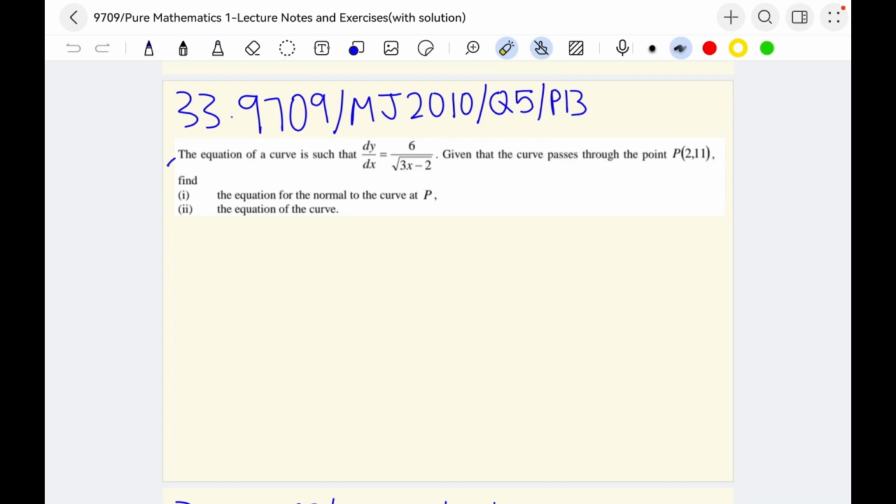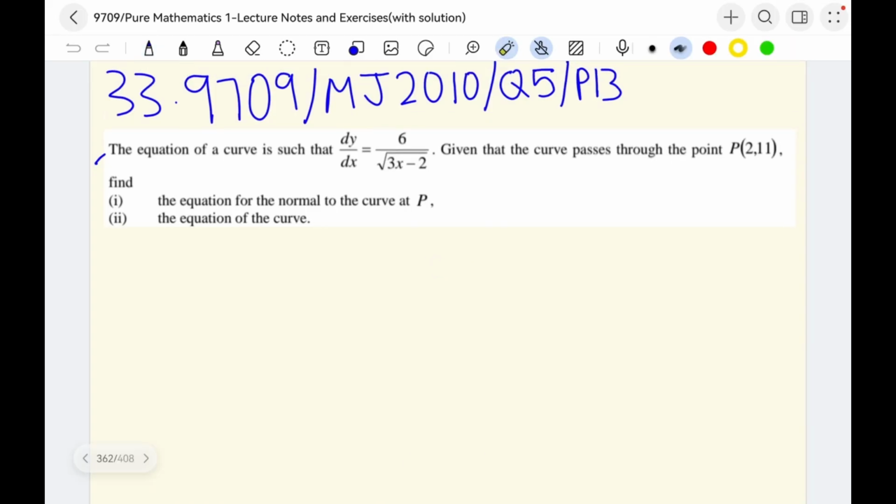All right, let's move on to the next question, which is question 33. So this question is a past question from 9709, May, June 2010, question 5 from paper 13. So this question is also related to the equation of the curve with the concept of the indefinite integral. Now find the equation of the normal. Of course, dy dx represents the gradient of tangent, right? So this is the gradient of tangent.